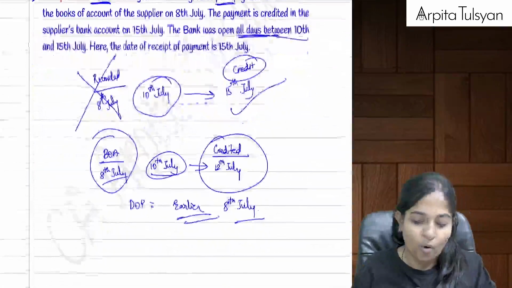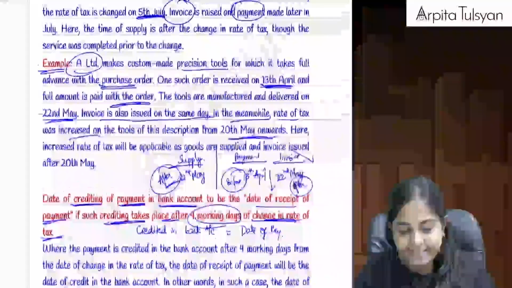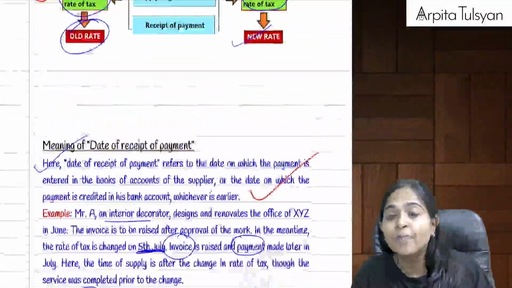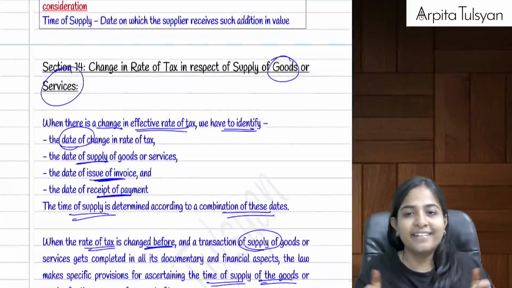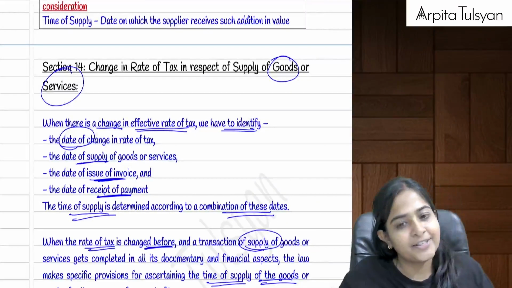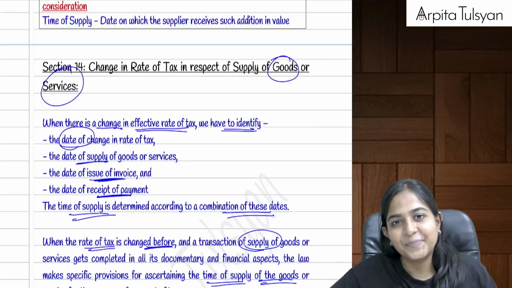So this was all about your section number 14. Anyway, we have taken very good examples of this in the main class also. So you can refer to that also if you are not able to recollect, but I'm sure you will be able to recollect with the help of this explanation. Done.